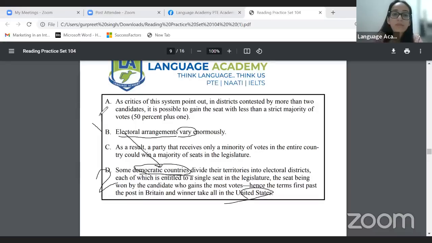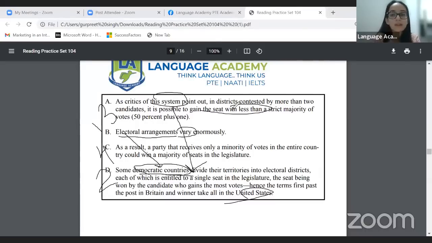And then you have A, where they say, as critics of this system, you just explain how the system works. And then you say, as critics of this system point out, in districts contested by more than two candidates, it is possible to gain the seat with less than a majority. So they're explaining further what the people say about this system. And the end obviously will be, as a result, a party that receives only a minority of votes in the entire country could win a majority of seats in the legislature, because this is what the continuation says.